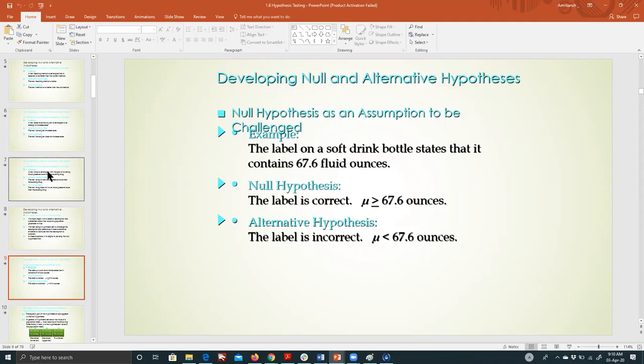A label on a soft drink bottle states that it contains 67.6 fluid ounces. Okay. So the null hypothesis is, what would be the null hypothesis here, guys?